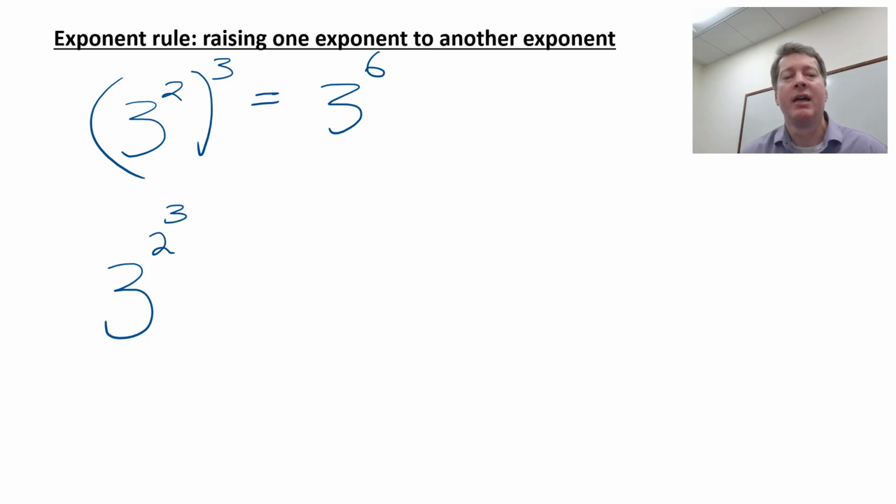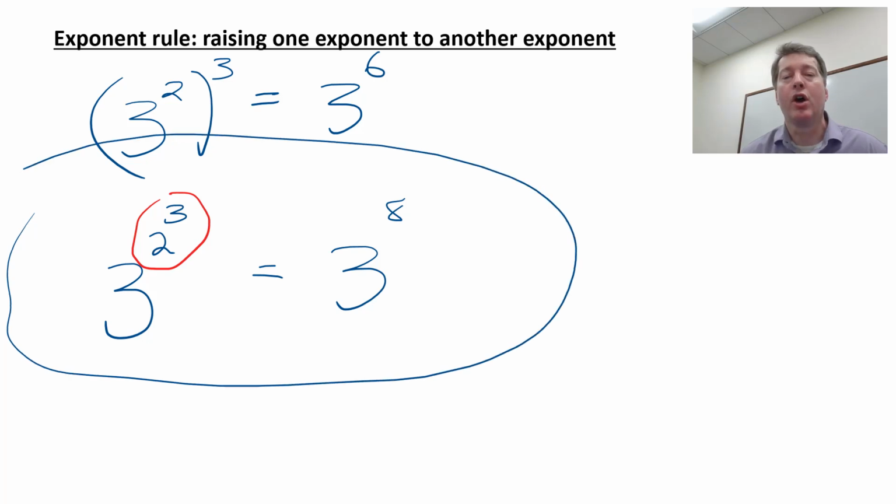But suppose you saw 3 to the 2 cubed, without parentheses. Since the exponent 2 cubed is not in parentheses, you deal with the exponents first. So that is the same as 3 to the 2 cubed, and 2 cubed is 8. 2 times 2 times 2 is 8, so that's the same thing as 3 to the 8th. That would only come up on a particularly hard question, but it's a good thing to be aware of.